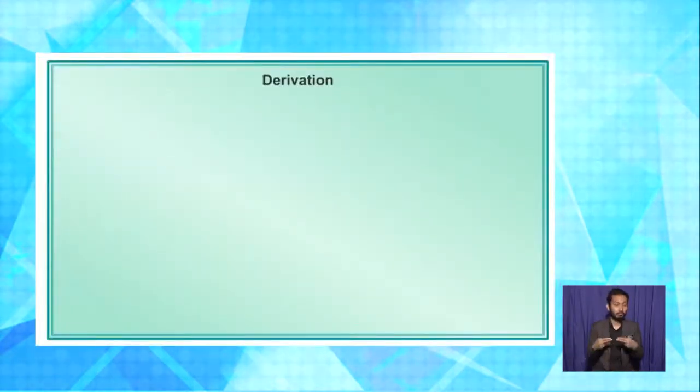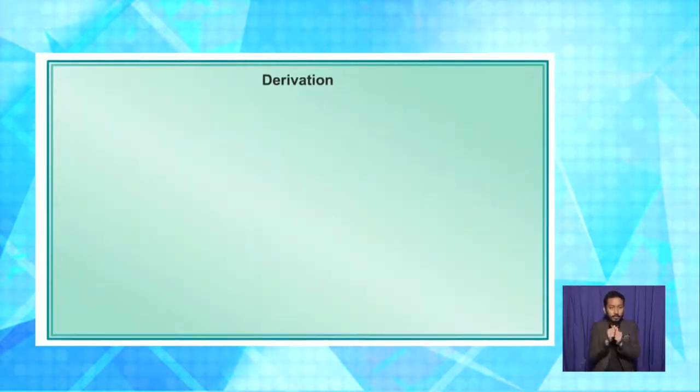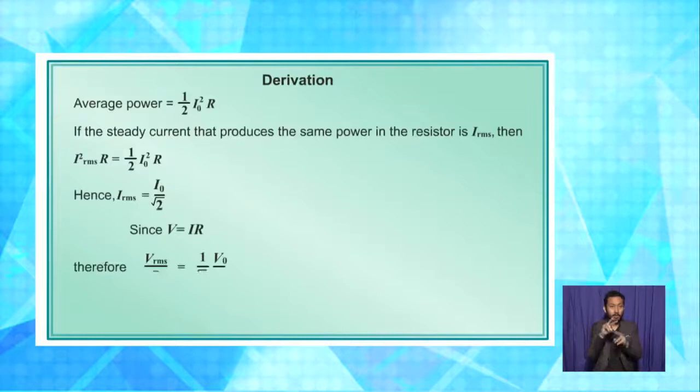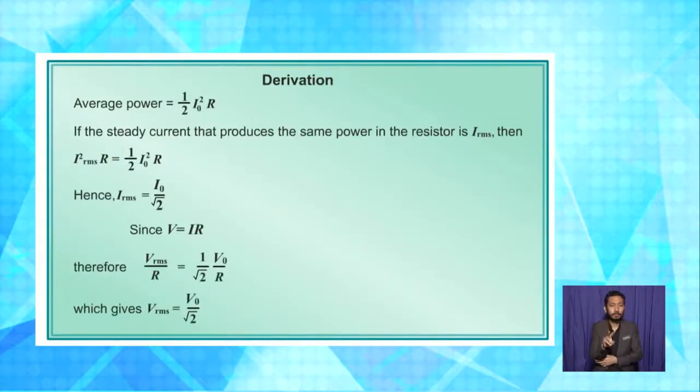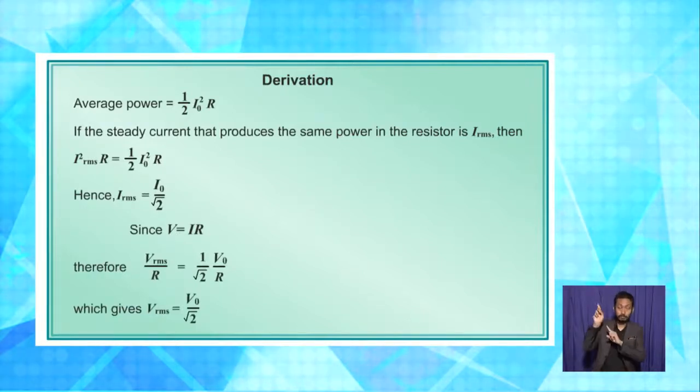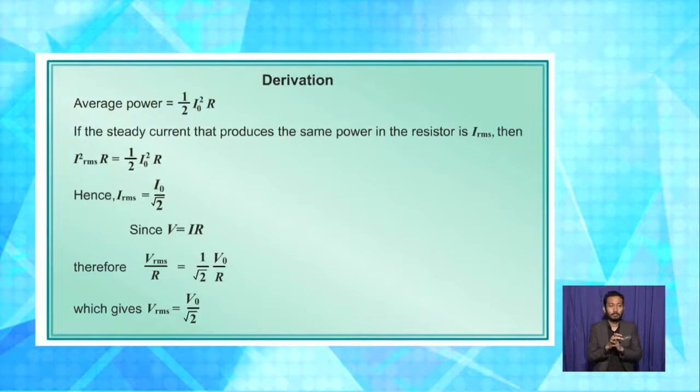The relationship between the RMS value and the peak value of I and V can be derived using the definitions of RMS value. From the derivation, it shows that I RMS equals I naught over square root of 2 and V RMS equals V naught over square root of 2.